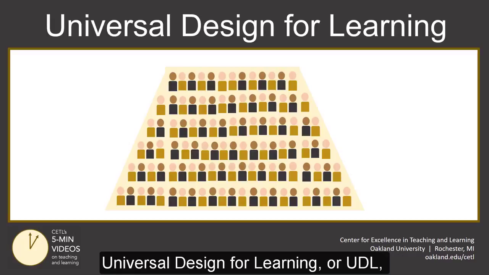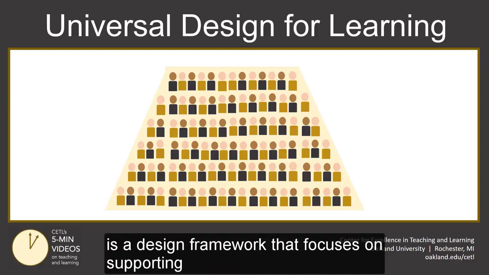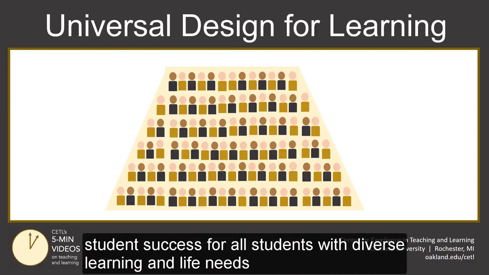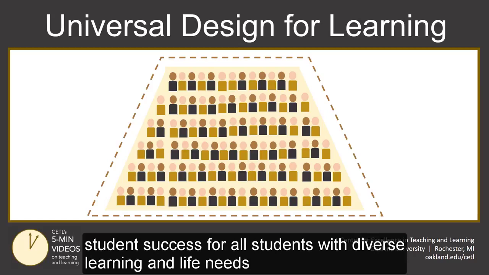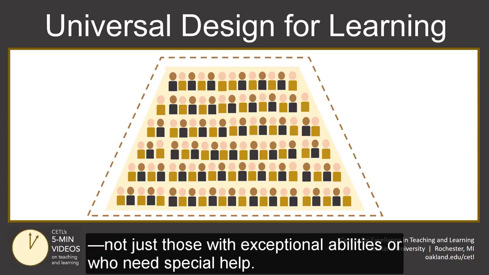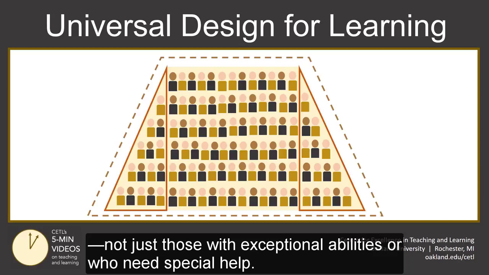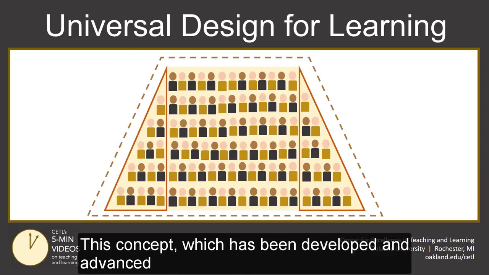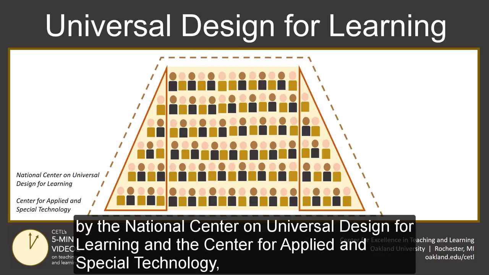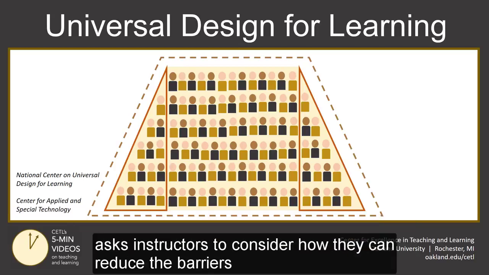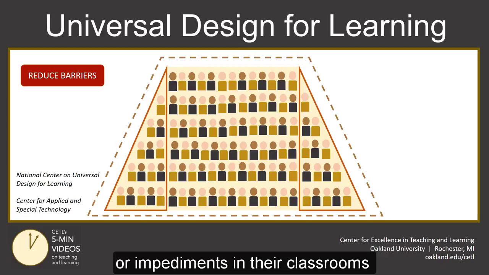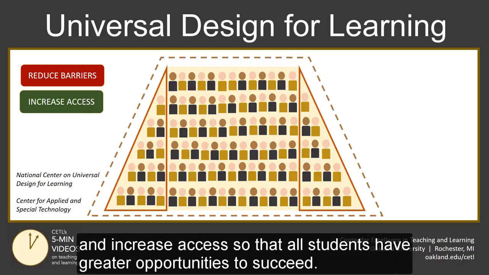Universal Design for Learning, or UDL, is a design framework that focuses on supporting student success for all students with diverse learning and life needs, not just those with exceptional abilities or who need special help. This concept, which has been developed and advanced by the National Center on Universal Design for Learning and the Center for Applied and Special Technology, asks instructors to consider how they can reduce barriers or impediments in their classrooms and increase access so that all students have greater opportunities to succeed.